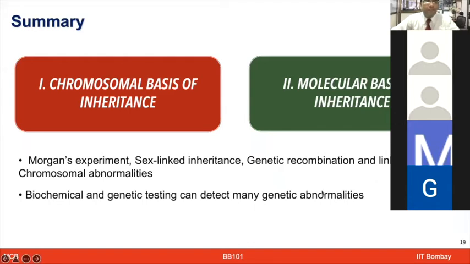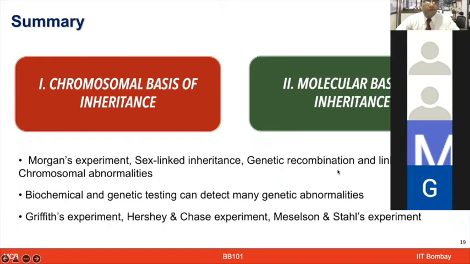I also tried to re-emphasize and give you a message to do these tests. Whenever you see in society things are not happening, do educate and do provide more awareness for these types of activities. And of course, Griffith, Hershey, Chase, Meselson, Stahl, some of these are classical experiments, but very nice conclusions were drawn, very fundamental knowledge was generated from those experiments, which still remains valid despite the experiments being done with very limited resources at that time.